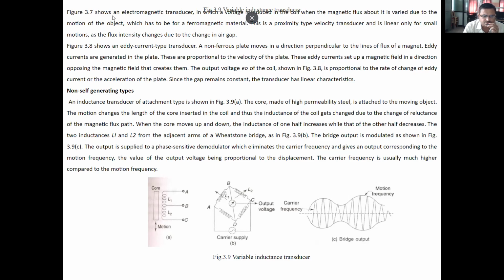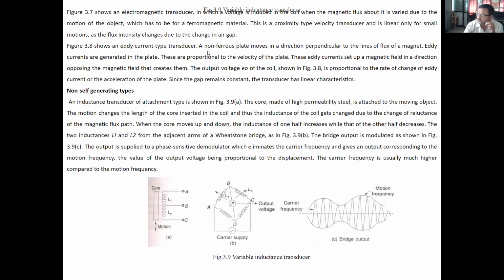Figure 3.7 shows an electromagnetic transducer in which a voltage is induced in the coil when the magnetic flux about it is varied due to the motion of the object, which has to be a ferromagnetic material. This is a proximity type velocity transducer and is linear only for small motions, as the flux density changes due to the change in air gap.